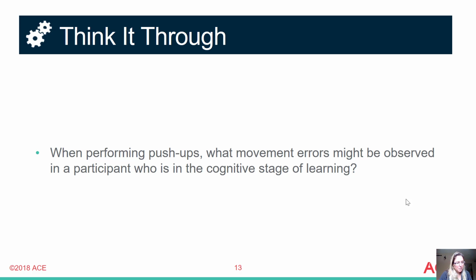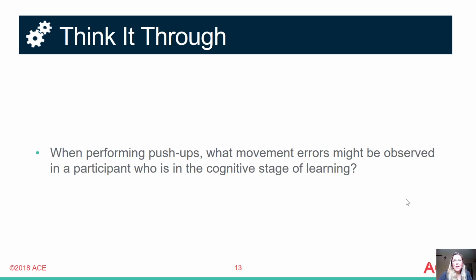All right, some potential errors that could occur in that cognitive stage of learning are, number one, a sagging lower back or sagging hips. So number one, they're doing a push-up. Their hips are gravitating to the floor, right? That's an indicator that the core is not strong enough to hold those hips up in that plank position, or maybe seeing those hips hiked up to the ceiling.